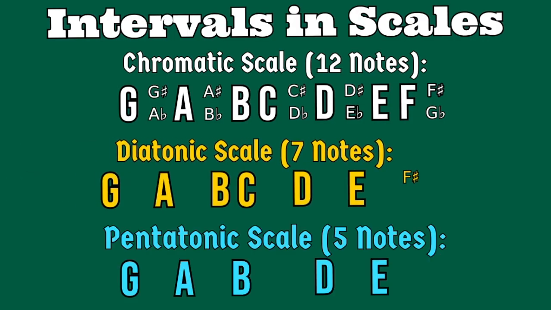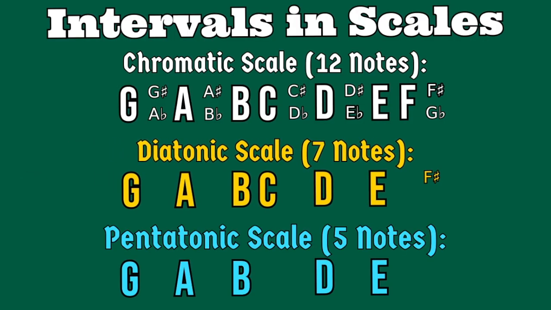The space between two notes in any kind of scale is called an interval. An interval can be the distance between two adjacent notes or two notes farther apart. The tuning system that most modern instruments use today is called equal temperament.